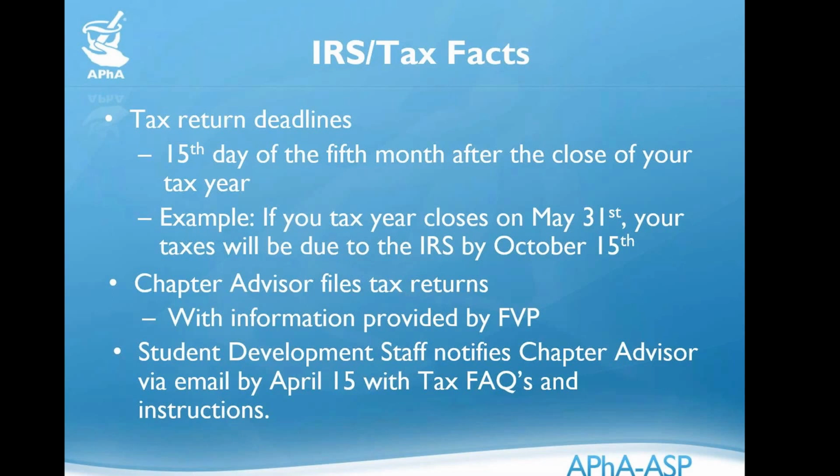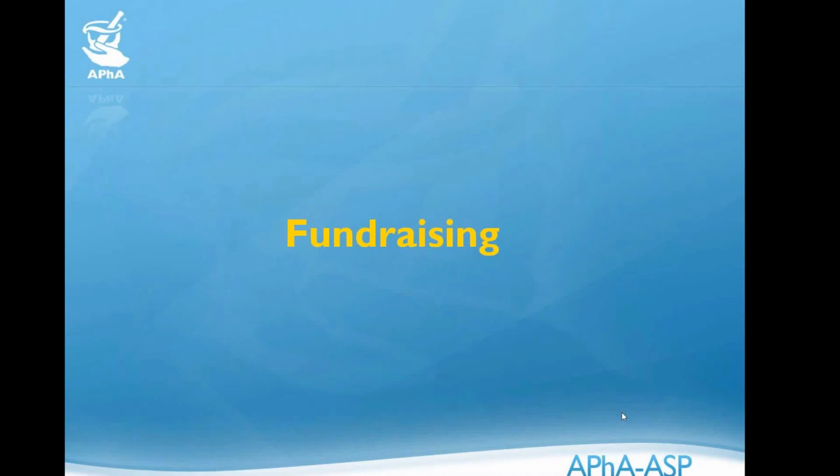Again, your chapter advisor files your tax returns with information provided by you as the finance vice president, and student development staff will notify your chapter advisor via email by April 15th with some additional tax facts and instructions if they are filing under APhA's tax exemption. And again, this is where utilizing your campus resources comes into play, especially if you do not file under APhA's tax exemption. Talk to the folks in your business office because they most likely have detailed information that they can give you if you have any questions regarding filing taxes.